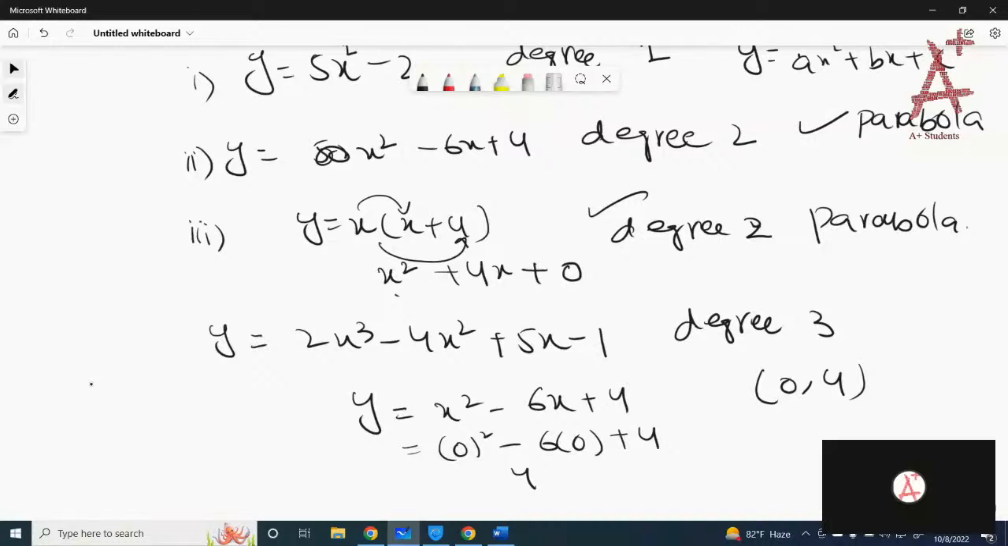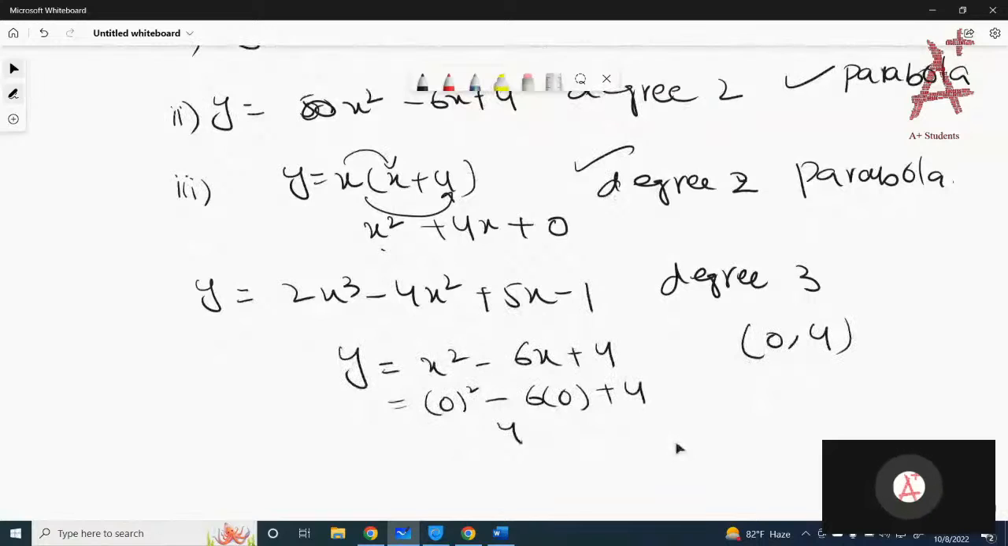Got it? And for the third relation, y-intercepts are always for the parabola. So these two equations are the parabolas. So just replace the x with 0: 0 plus 4 times 0. So it would be 0. So it is 0 and 0. Got it? Okay.